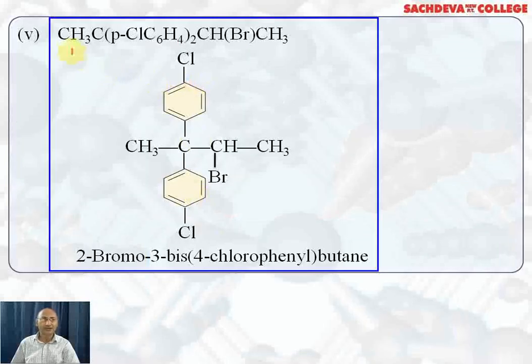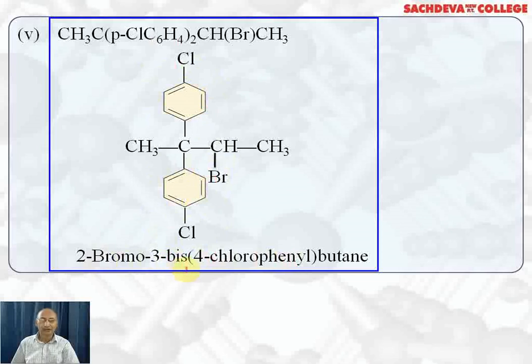Next we have an aromatic compound. CH3 is here. This carbon is attached to parachlorophenyl, and there are two. So we have written parachlorophenyl above and below. And this CH is attached to Br. This is CH3. This side will be preferred: 1, 2, 3, 4. 2-bromo because second carbon is attached with bromo. This is parachlorophenyl or 4-chlorophenyl. So 4-chlorophenyl we have written.